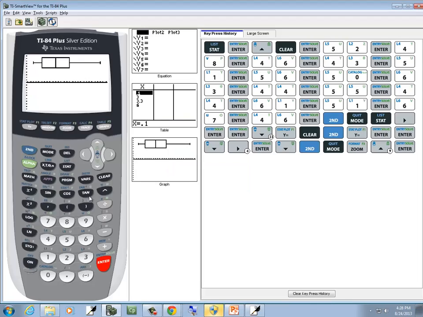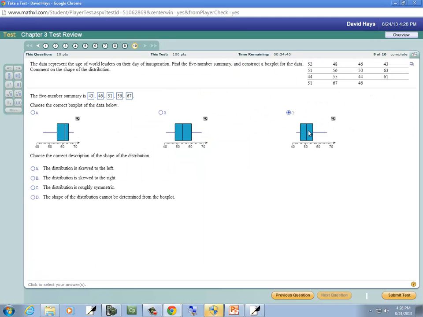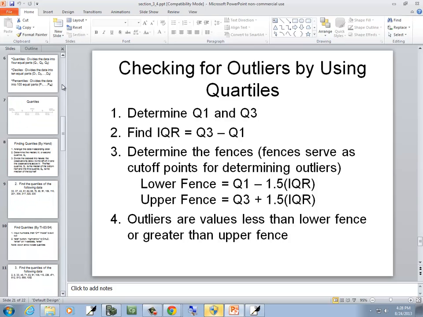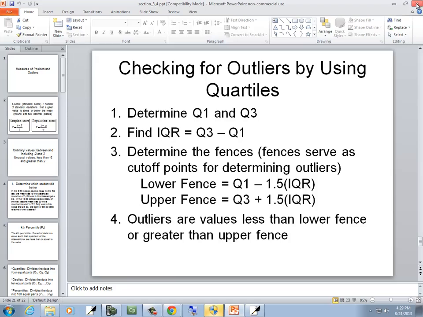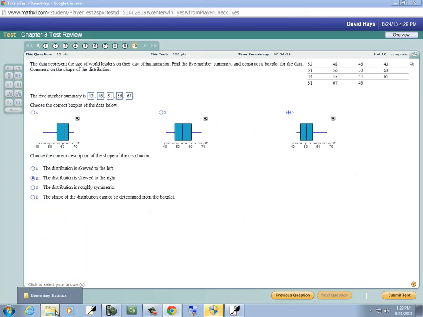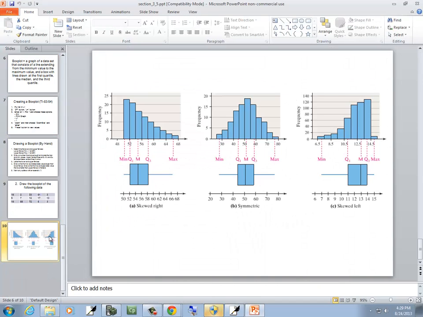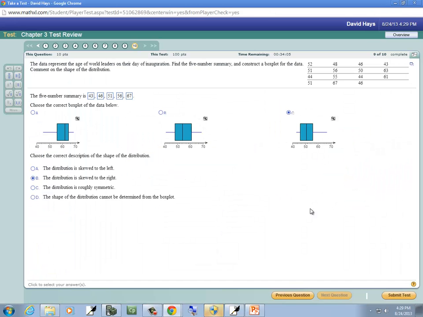Now the distribution. It looks like all the data's over on the left, which means it's skewed right. But let me show you the pictures for that. Okay. See this one here? See where it looks like all the data is over here on the left side, so it's skewed right. This one, all the data looks like it's on the right side, so it's skewed left. So it's opposite of what you think. If it's in the middle, it's symmetric. So that's why on this one here, this is the one I chose, I said that it was skewed right.